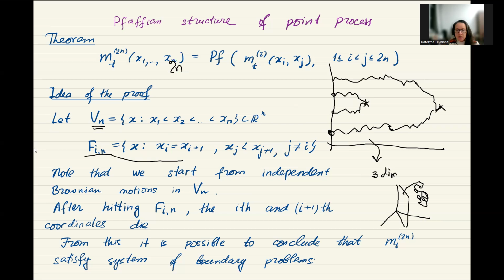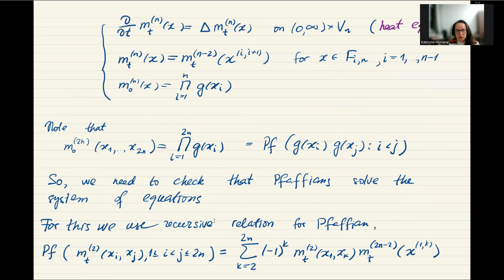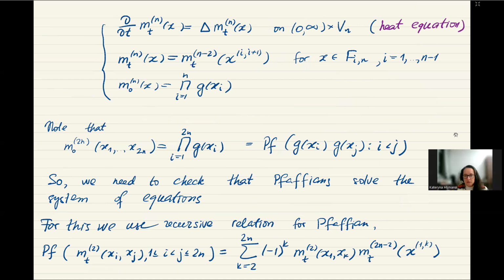This idea is used to write a boundary value problem for this function, because we know how the function behaves in this open subset. And in this subset, the function m_t just corresponds to the standard Brownian motion in space 2n, and so the function m will satisfy the heat equation that is true for usual Brownian motion. Here 0 to infinity is the half line for time, and Vn is the subspace for the x coordinates.